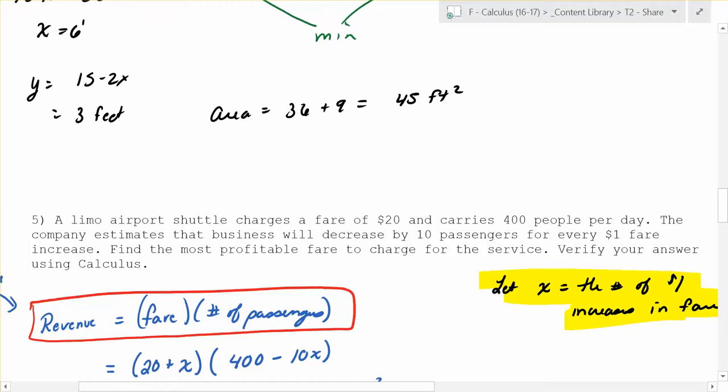Where is the dollar increase represented on there? In the formula at the bottom, the plus x represents the dollar increase. And then this represents that for every dollar you increase it, you lose 10 people.